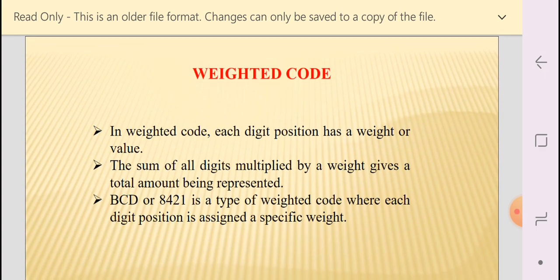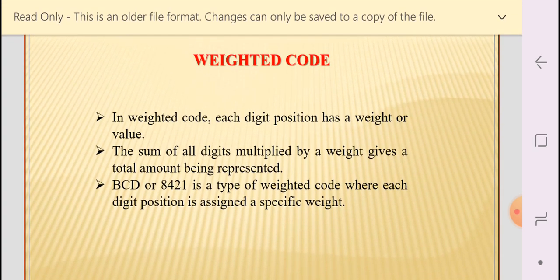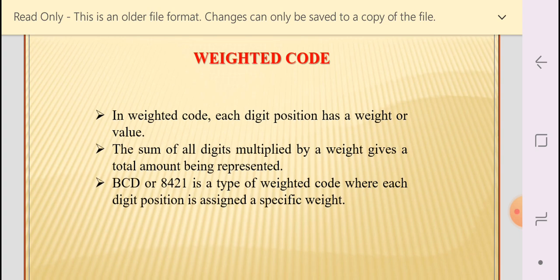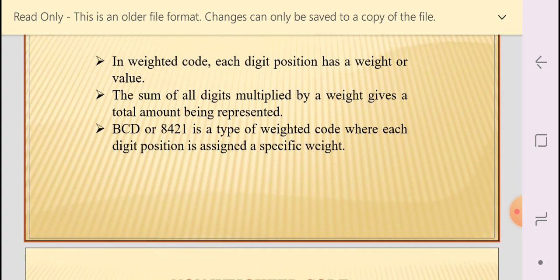So what is weighted code? In weighted code, each digit position has a weight or value, right? The sum of all digits multiplied by their weights gives the total amount being represented. So each digit has a weight and you have to sum up all the digits with the weights. So BCD or 8421 is a type of weighted code. These are the examples of weighted code.